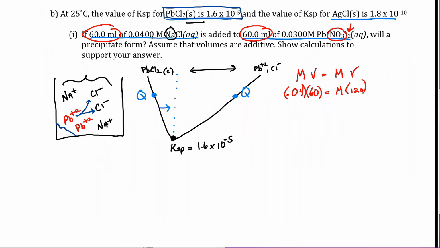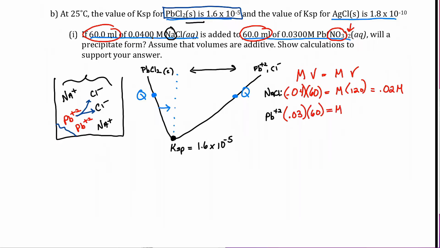Okay. And so when I do that, I get my new concentration to be 0.02 molar. Of course, that is my NaCl. Right, so that's NaCl. And now I'm going to do the lead, the Pb plus 2 ion. And what's its original concentration? 0.03. It's 60 milliliters also.